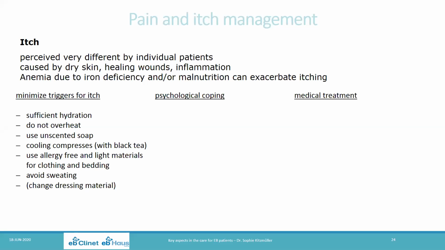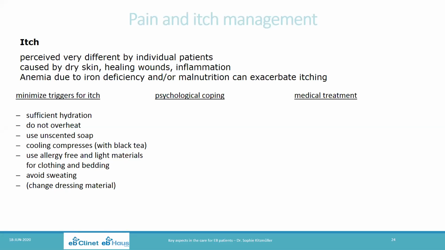And what you then can do is use cooling compresses. So, for example, make a black tea, which has other beneficial components, and let the black tea cool, which is very important. Don't use hot black tea. Let the black tea cool. Soak some dressings in it and apply those on the skin. So those have a very good cooling effect, and cooling counteracts the itching sensation.